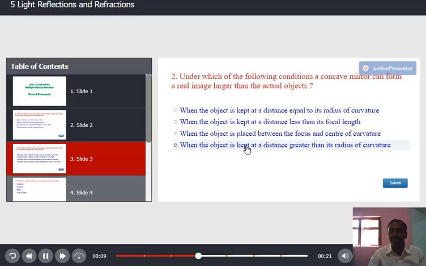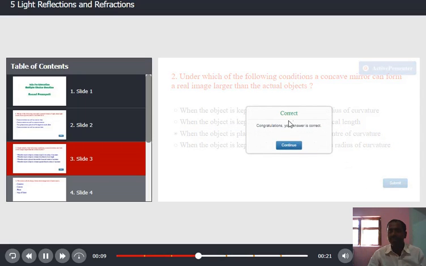Let's see the last option. When the object is kept at a distance greater than its radius of curvature, it means we place the object between C and infinity. In that case we get the image between C and F, and the image is shorter than the object. So the correct option is this one, when the object is placed between the focus and the center of curvature. Let's submit. Yeah, this is also correct. Now continue for the next question.